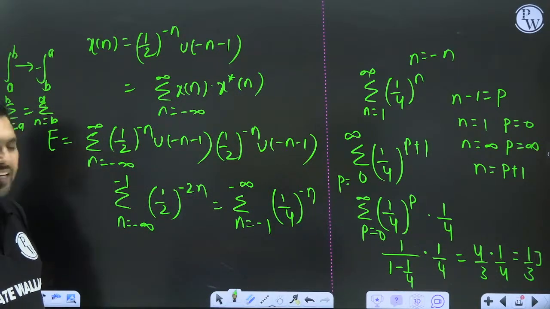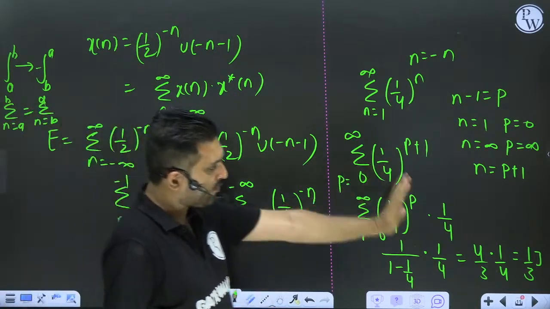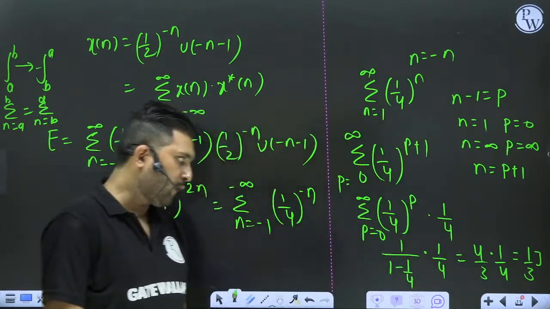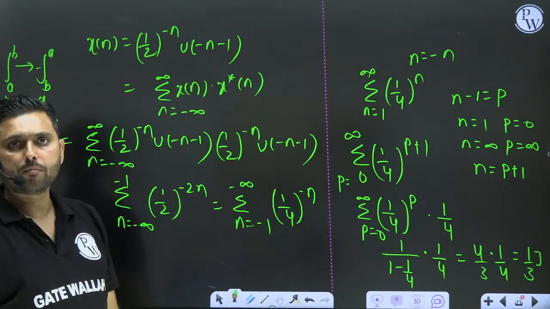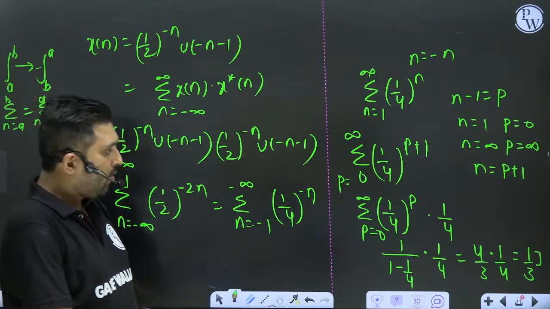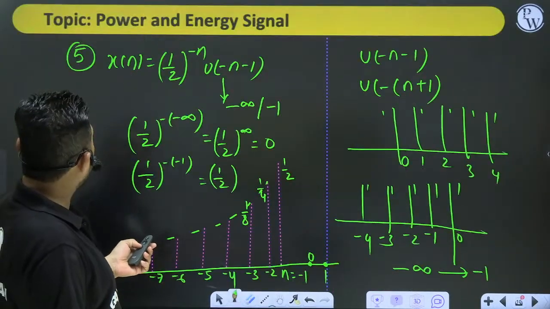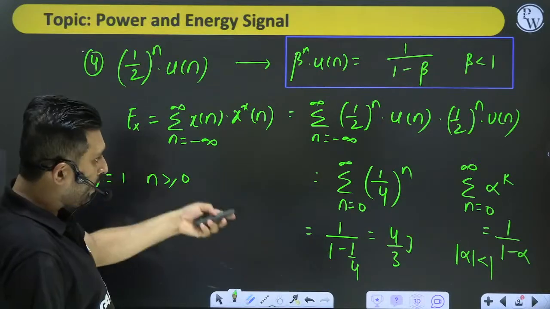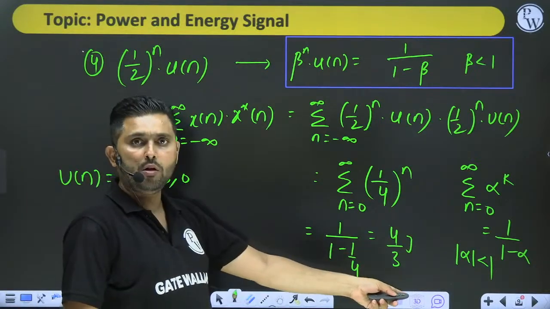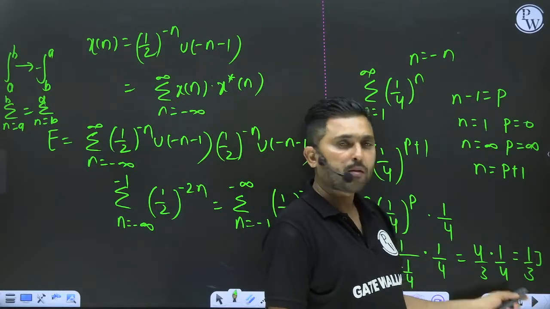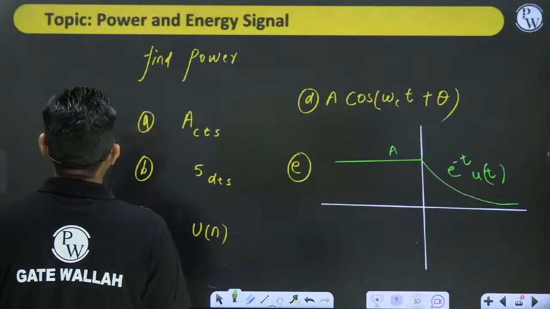If there is any mathematical error, please solve it; it will solve in this way only. Yes, so the energy is 1 by 3 joule. So 1 by 2 to the power n u(n) has an energy of 4 by 3 joule, and this one has an energy of 1 by 3 joule.